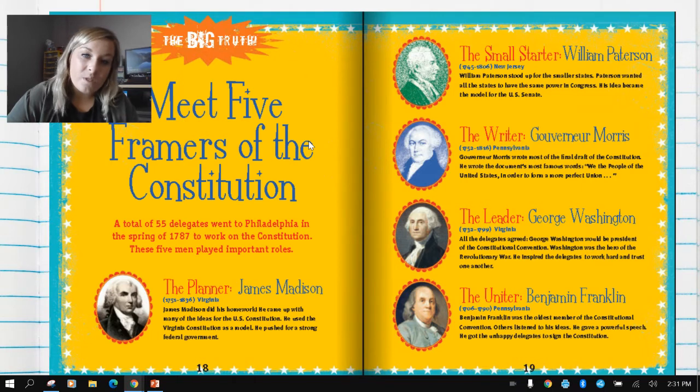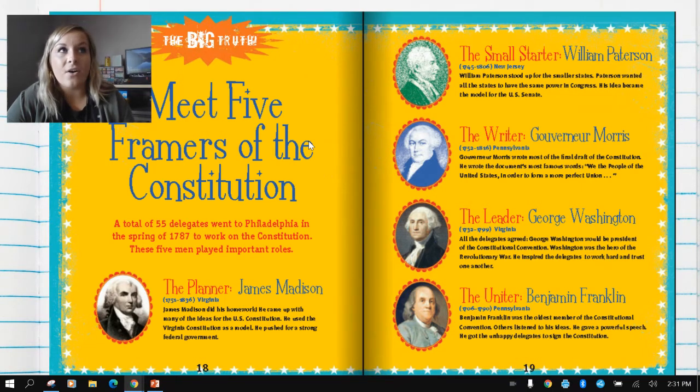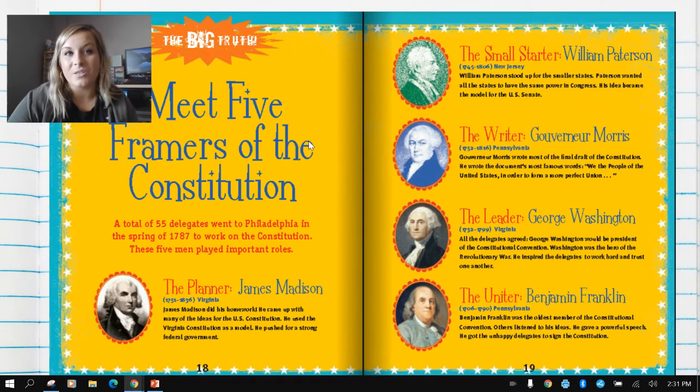And the uniter was Benjamin Franklin, alive from 1706 to 1790 and also from Pennsylvania. Benjamin Franklin was the oldest member of the Constitutional Convention. Others listened to his ideas. He gave a powerful speech. He got the unhappy delegates to sign the Constitution.